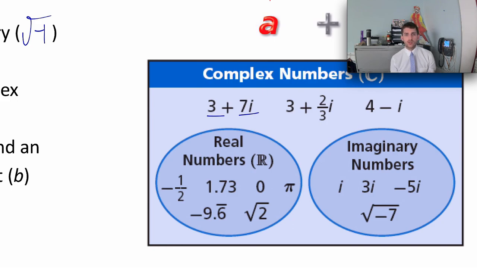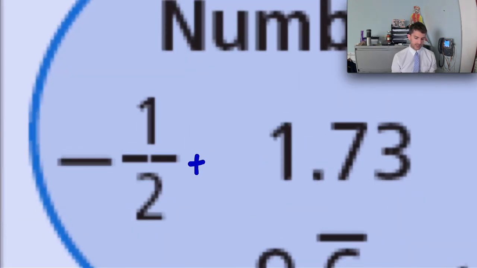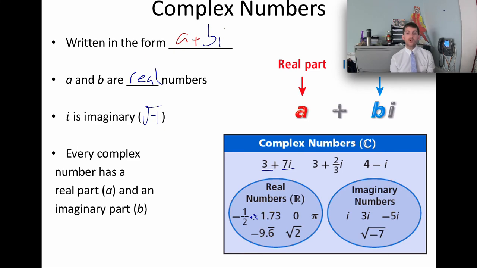Now, one thing it doesn't really address is, well, how are then the real numbers also complex numbers? Well, for example, -1/2, you could write that as -1/2 plus 0i. Every real number could be written as a complex number with an imaginary piece in it. So it's always going to have a real piece and an imaginary piece.